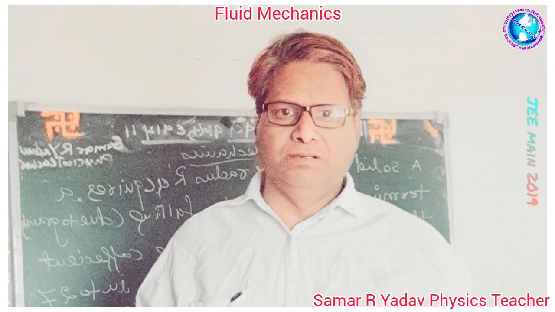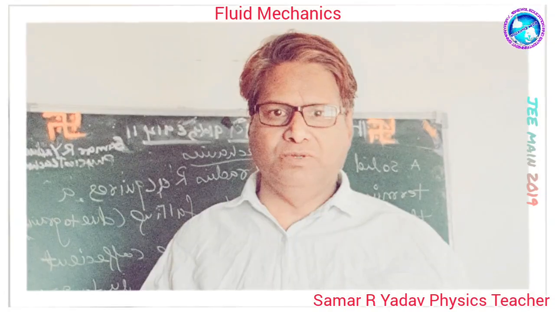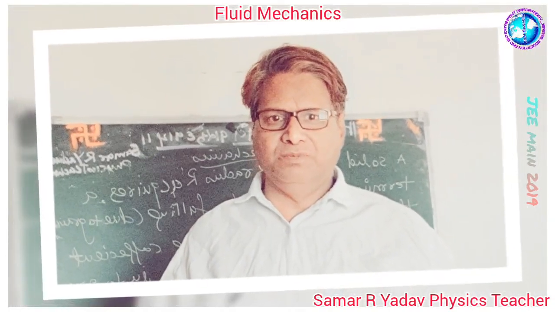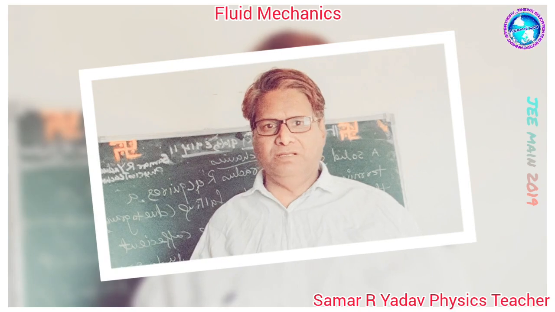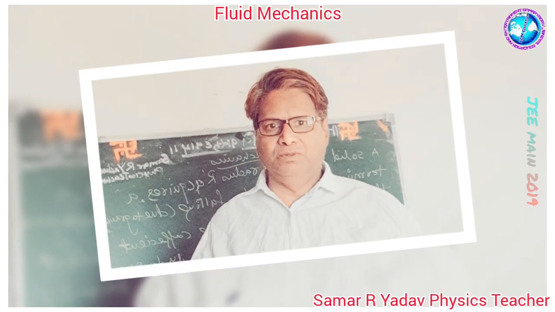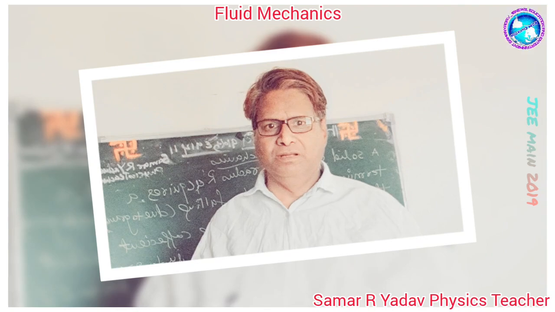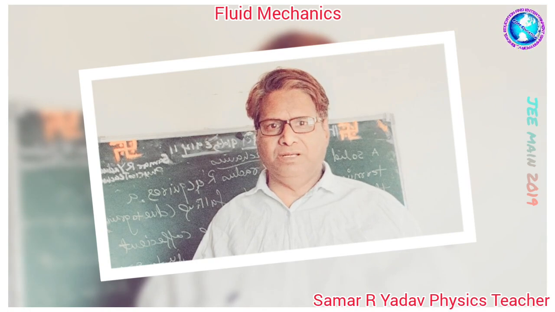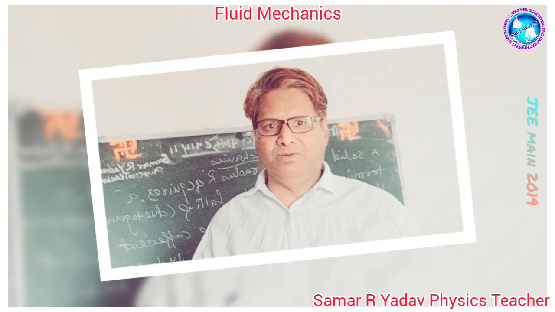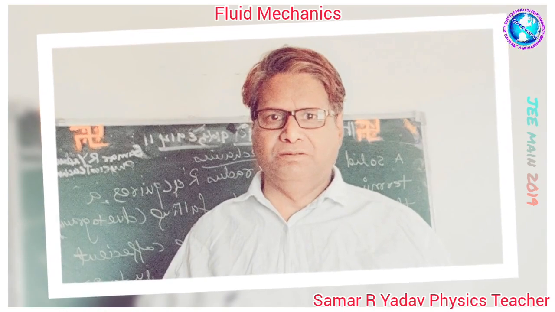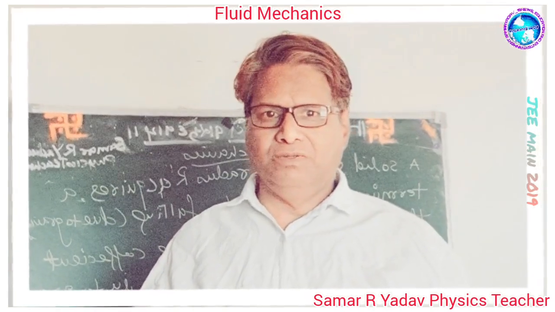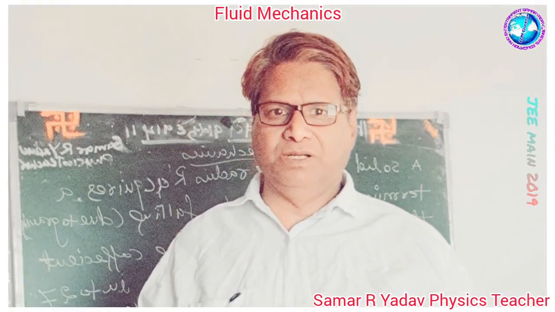Today in our chapter fluid mechanics, we will see one multiple choice question. The multiple choice question is based on terminal velocity. The equation of the terminal velocity is Vt is equal to 2 upon 9 r square g upon eta in bracket rho minus sigma, where rho is the density of the material and sigma is the density of the liquid displaced by the sphere. Now using this formula we will solve this multiple choice question.